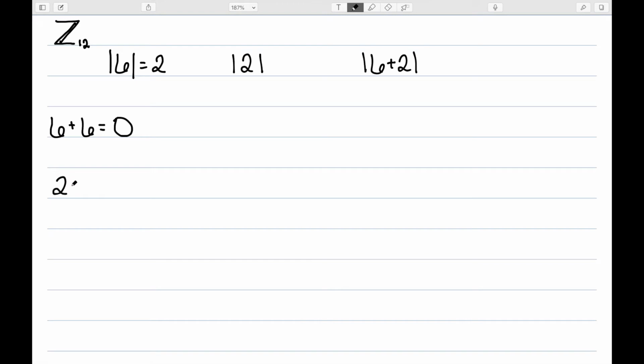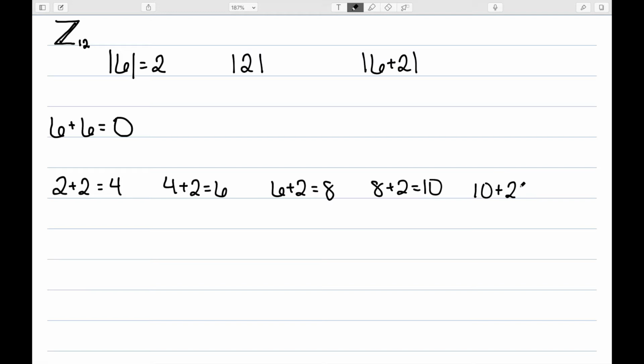For 2, 2 plus 2 is 4. 4 plus 2 is 6. 6 plus 2 is 8. 8 plus 2 is 10. And 10 plus 2 is 12, which is the same thing as 0. So we have 1, 2, 3, 4, 5, 6. So the order of 2 is 6.